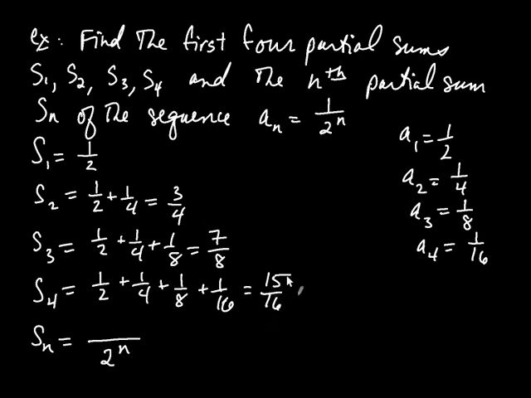So it looks like for the partial sums, the denominator is always going to be 2 to the n. And then look at the numerator. Do you see how it's always 1 less than the denominator in each case? So that means the numerator for the nth partial sum is going to be 2 to the n take away 1. That's what we noticed from the partial sums that we found. So this would be our answer for the nth partial sum. Let's take another example like that.